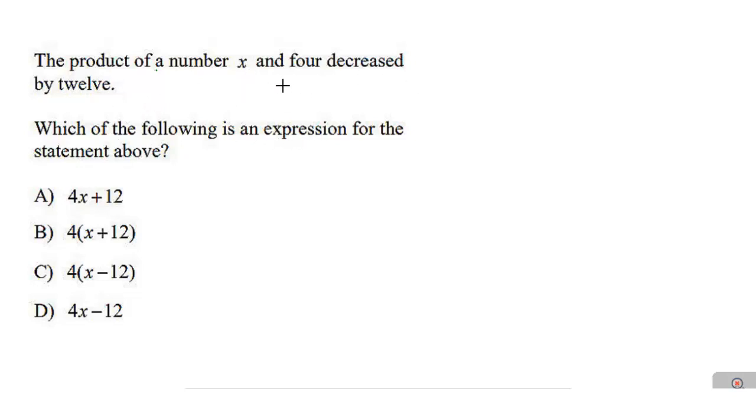The first thing is, like I said in the previous video, there are cases whereby you have to interpret it from the middle, from the last statement, or from the first statement. So the first thing we need to do is the product of a number x and 4. So the product in this case, the number has been given to be x. The product will now be what? X times 4.